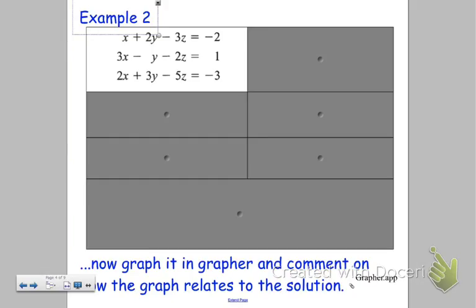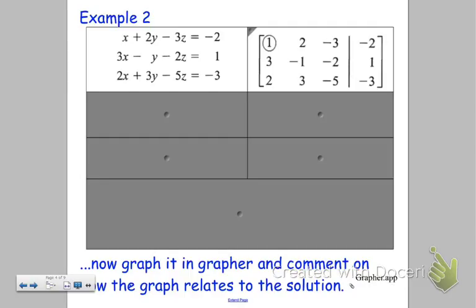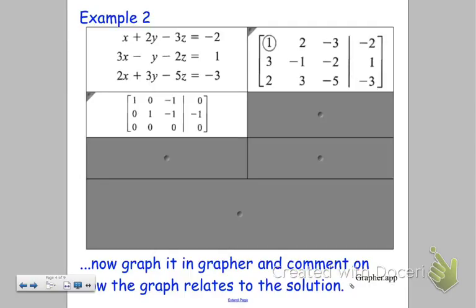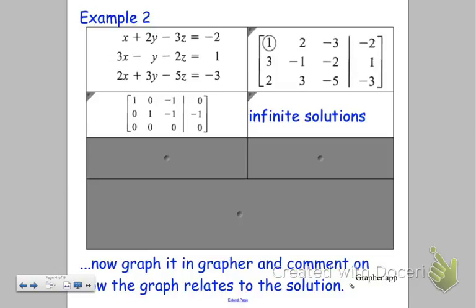In our next example, we have three equations with three unknowns. Plug in the augmented matrix and RREF it, and it gives you this solution matrix, which isn't just the ones across the diagonal, so it's not a unique solution, but it's actually infinite solutions. So why is that infinite solutions? Let's talk about that for a second.